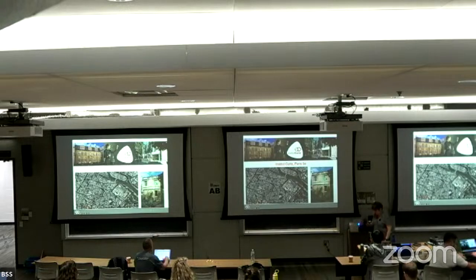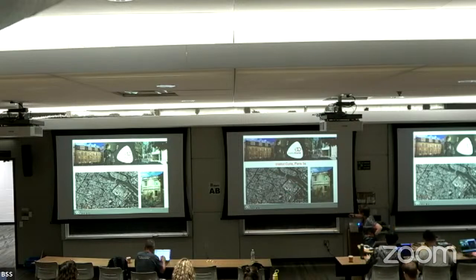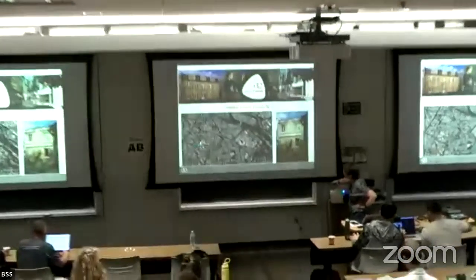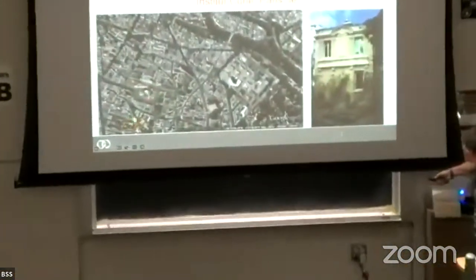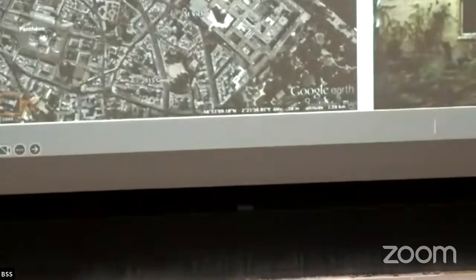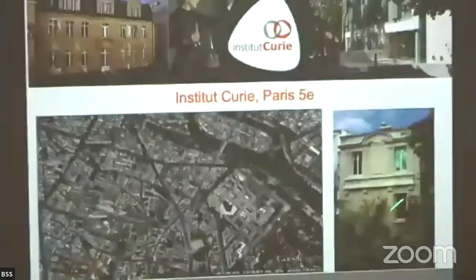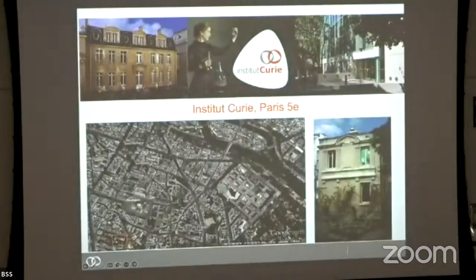So for those who don't know where the Curie Institute is, this is a map of Paris. This is a river. This is somewhere we have Notre Dame, which is being rebuilt now, and the Pantheon where Marie Curie is buried, and our lab is here. And this is a different part of the Curie Institute, as you can see here. So we are in the middle of Paris.